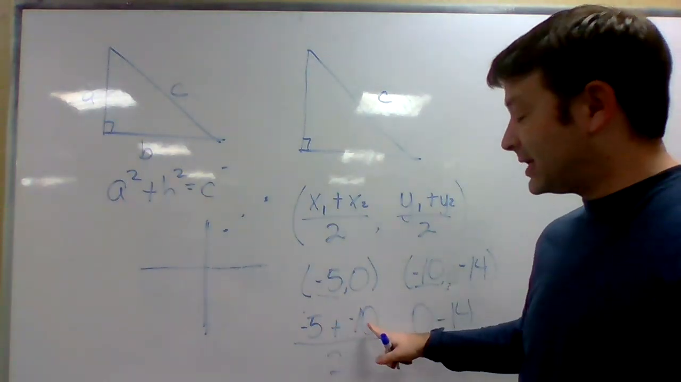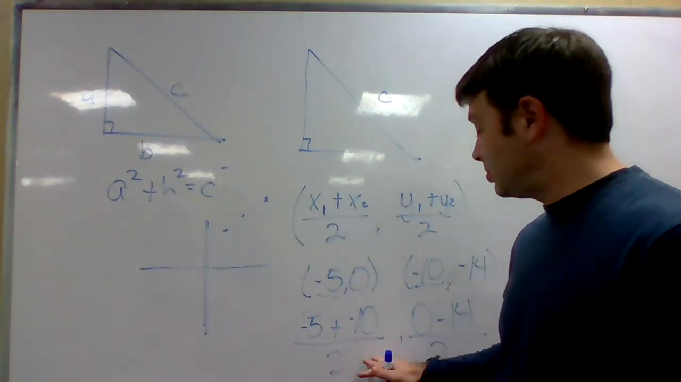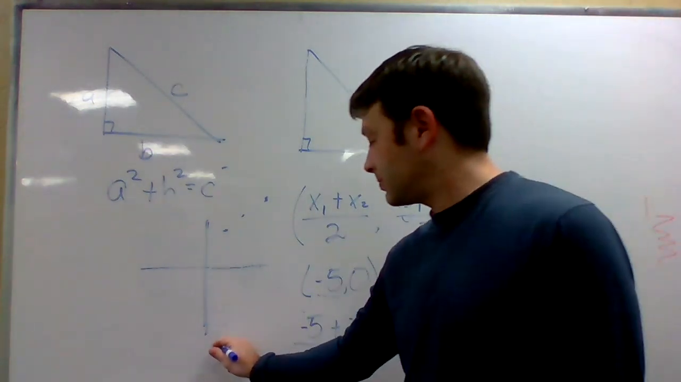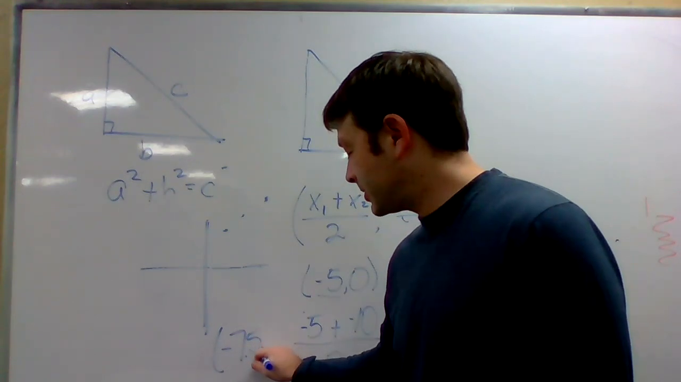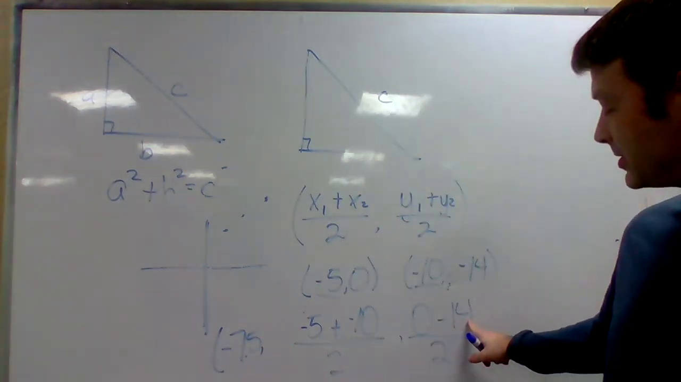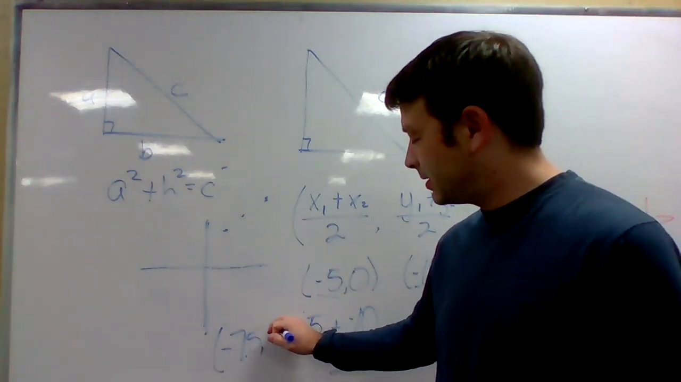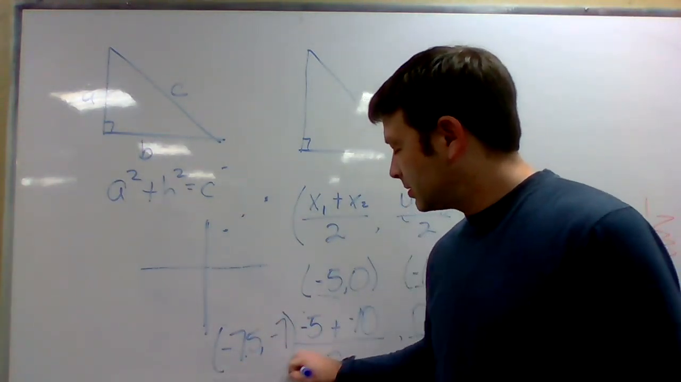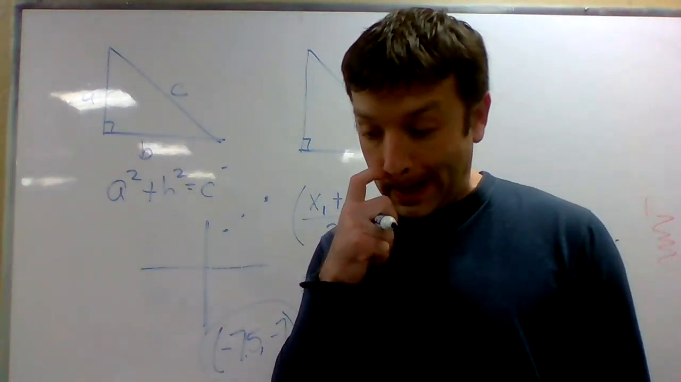Negative 5 plus negative 10 is negative 15. Negative 15 divided by 2 is negative 7.5. I guess I'll write it over here again. I don't care about fractions or decimals. 0 minus 14 is negative 14. Divided by 2 is negative 7. So that would be our answer for number 19.